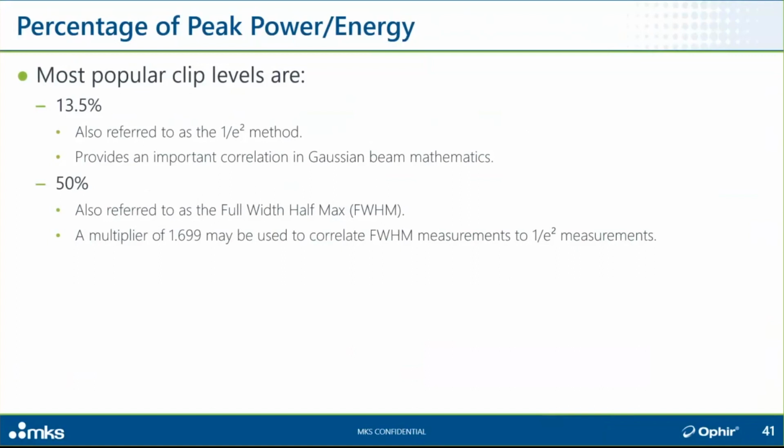50% of peak is also very popular and is termed full width half max. If you are doing full width half max measurements, you can correlate those measurements to 1 over e squared by multiplying that beam width by 1.699. That's a constant multiplier that can be used.